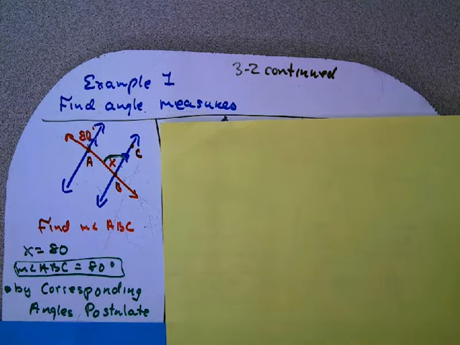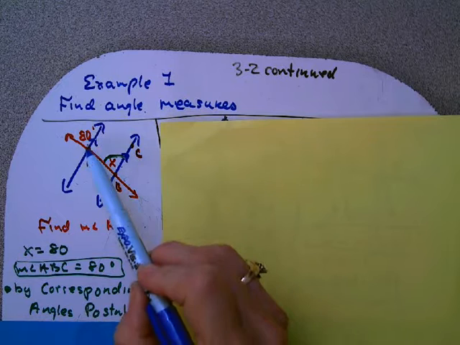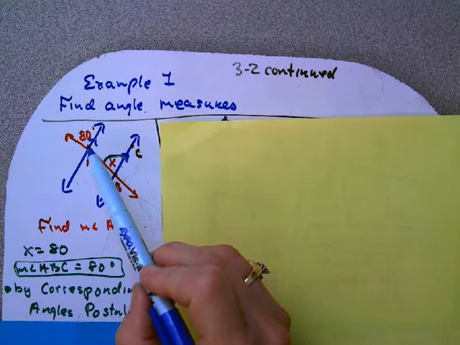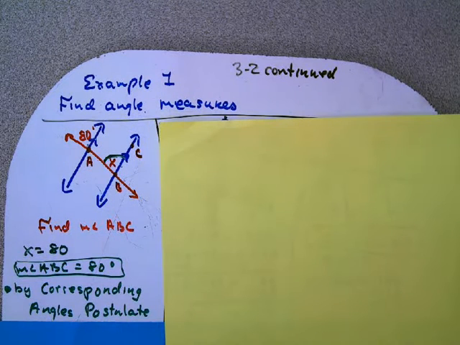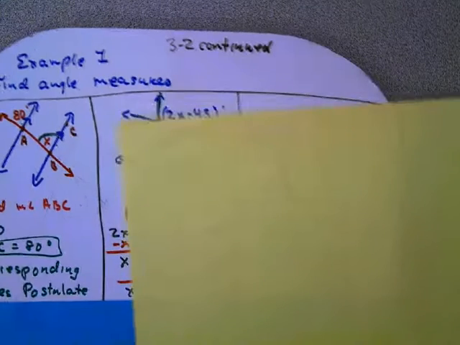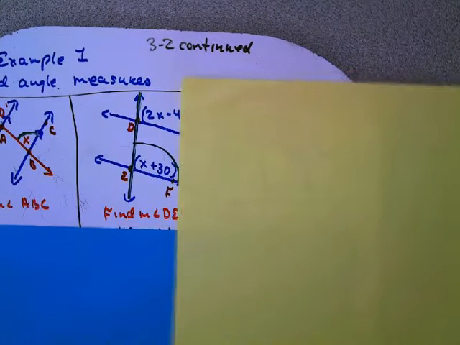Also, I can tell these are both acute angles, and since there's only one acute angle measure and one obtuse angle measure in this diagram, they must both be 80. Okay, now let's look at the second example here.